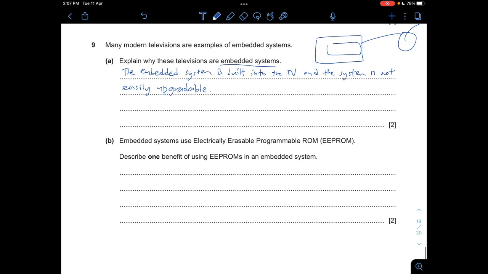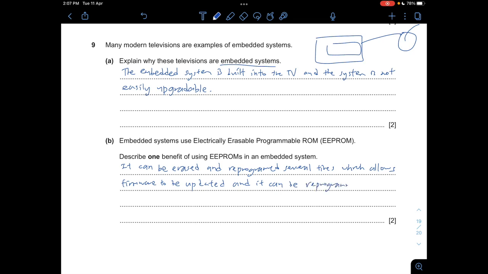Right. Embedded systems use EEPROM. What's the benefit of using EEPROM? First of all, it can be erased and reprogrammed several times, which allows firmware to be updated and it can be reprogrammed without having to remove it from the device.